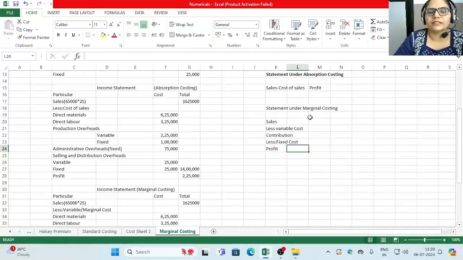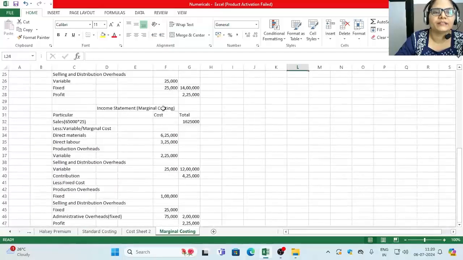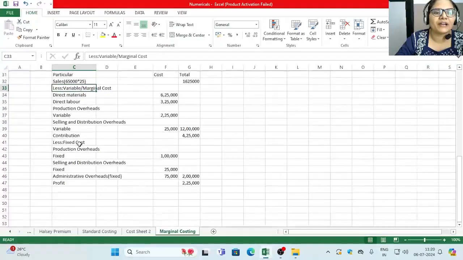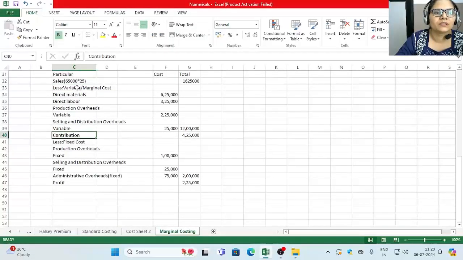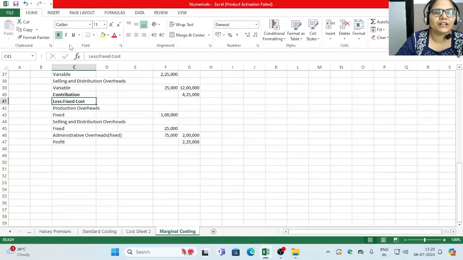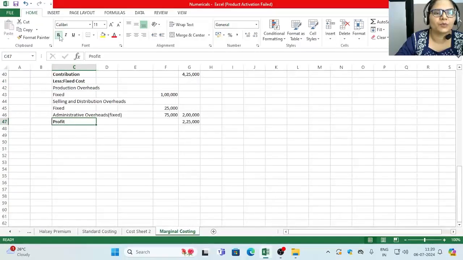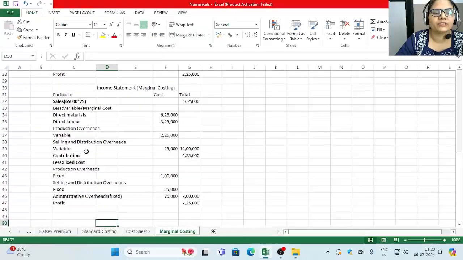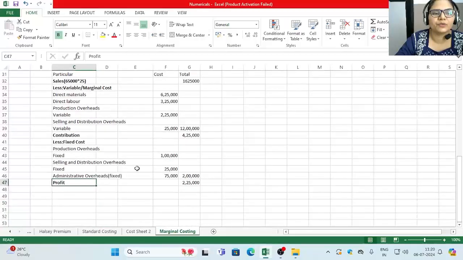Statement under marginal costing. A similar statement to what I have summarized over here, we have followed in this particular question, where we identified total sales. From those total sales we deducted marginal cost or variable cost, and finally we got the contribution. This is, let's highlight it, and from contribution we deducted fixed cost, and finally we got the profit. Sales minus variable cost will give you contribution, less fixed cost will give you profit.